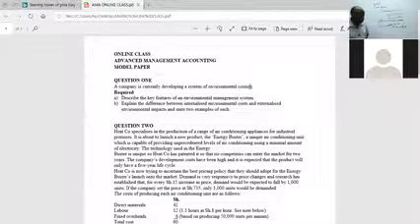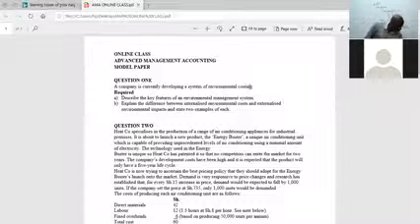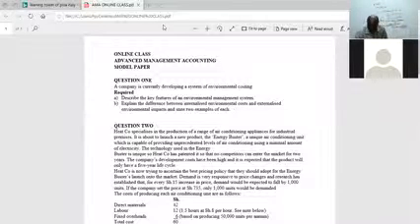So question number one reads, I lost mine. Question number one reads, a company is currently developing a system of environmental costing. Required, describe the key features of an environmental management system.